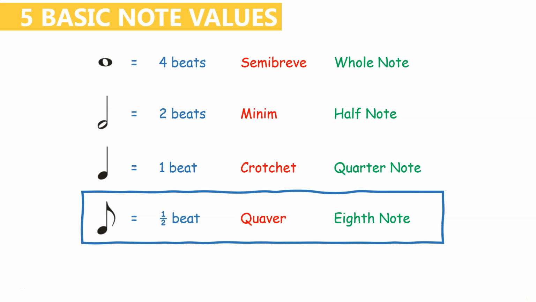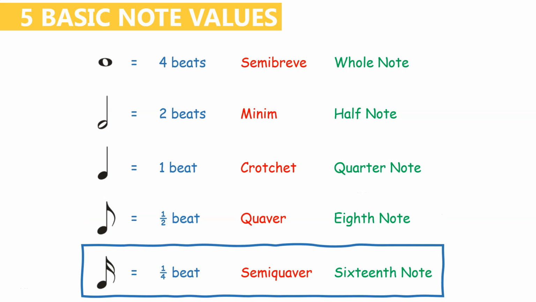Here, we have a note that looks like a crotchet, with the addition of a squiggly line. It has half a beat and is called a quaver, also known as an 8th note. And finally, a note with 2 squiggly lines, with 1/4 beat, called a semiquaver, also known as a 16th note.